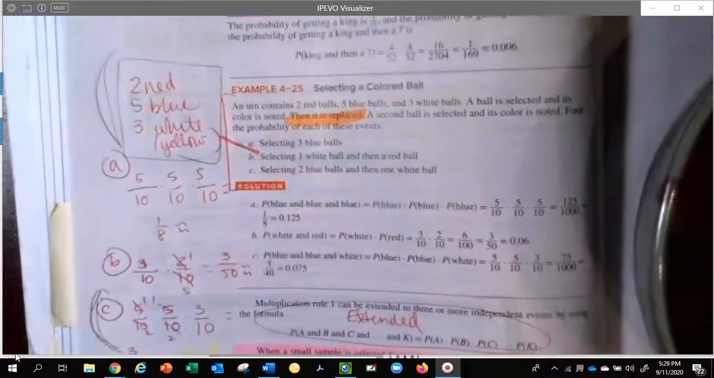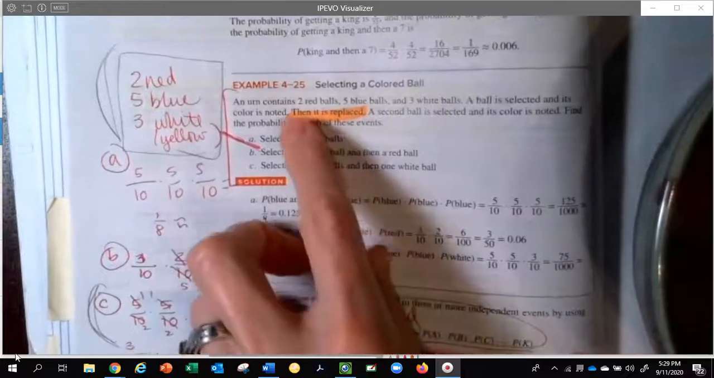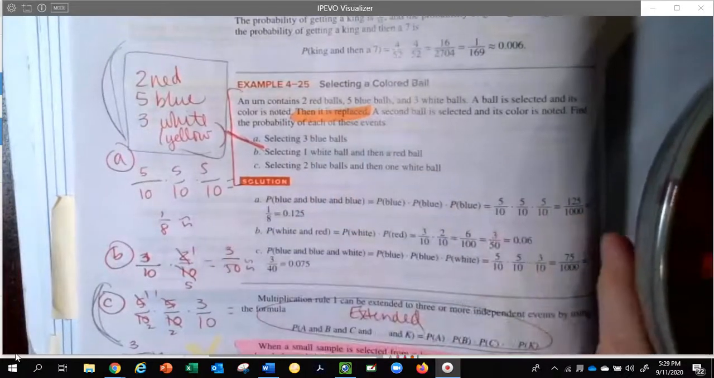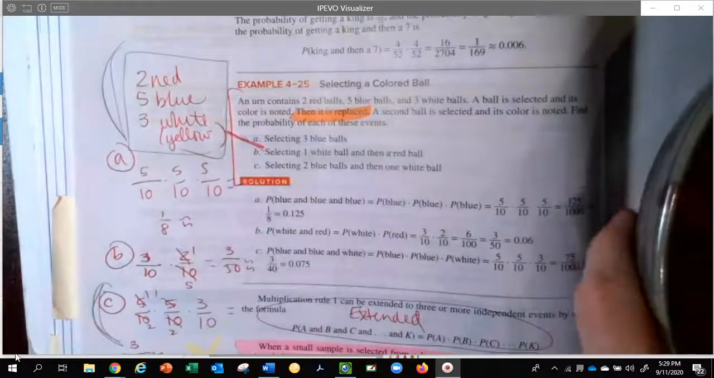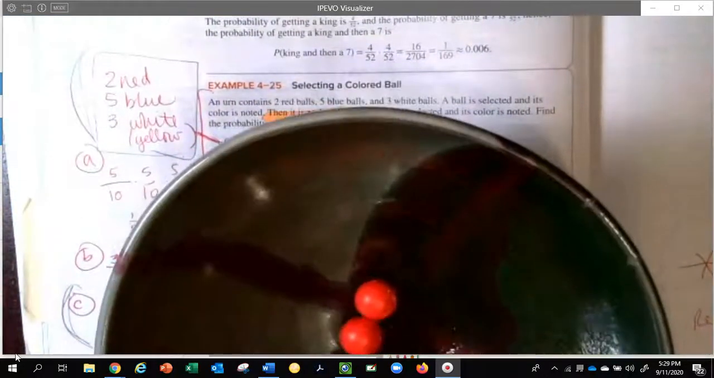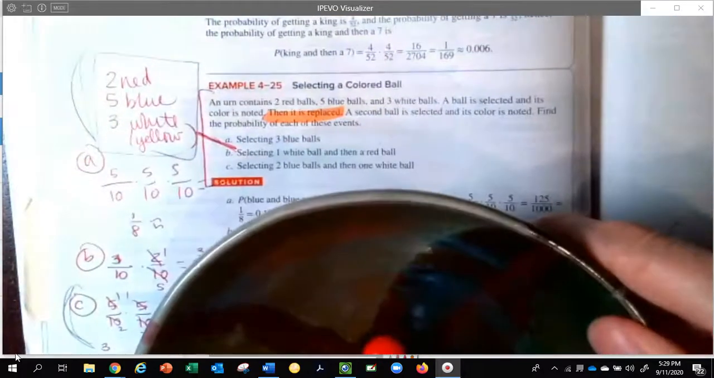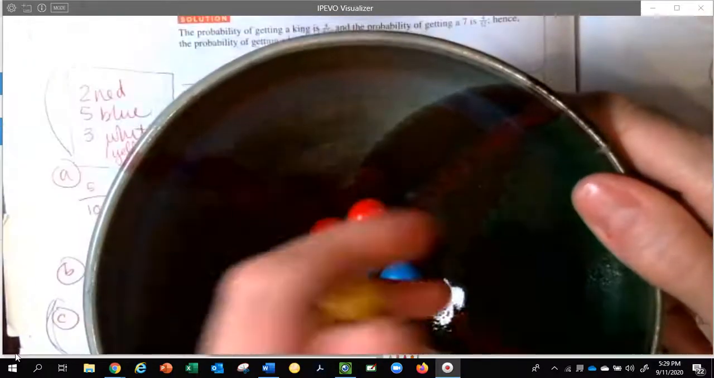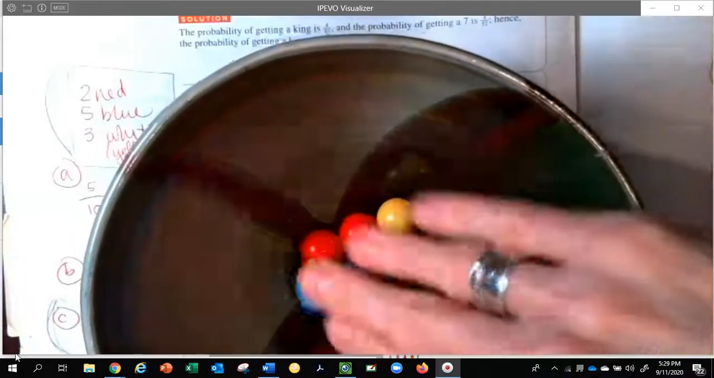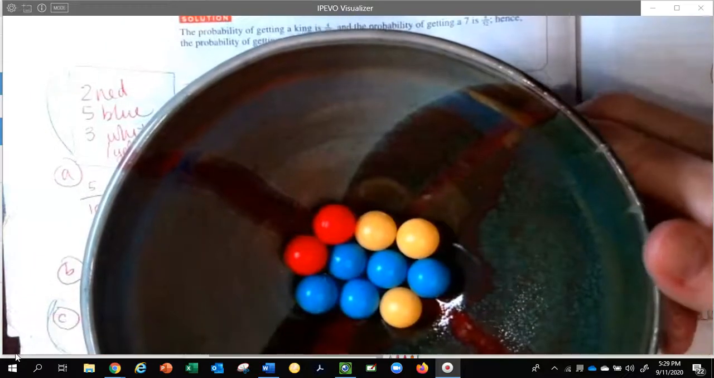Again, I'm on page 222, example 4-25. And inside the question, it says 2 red balls. So I'll go ahead and throw those back in. We've got 2 red balls. And then it says 5 blue ones. And so here are 5 blue ones. And then it says 3 white ones. And I don't have white, I have yellow. So we have all of these in there. 2, 4, 6, 8, 10 balls.